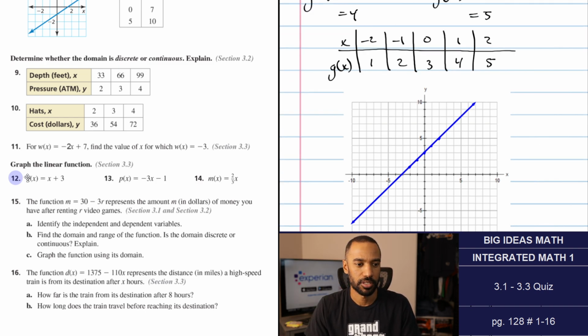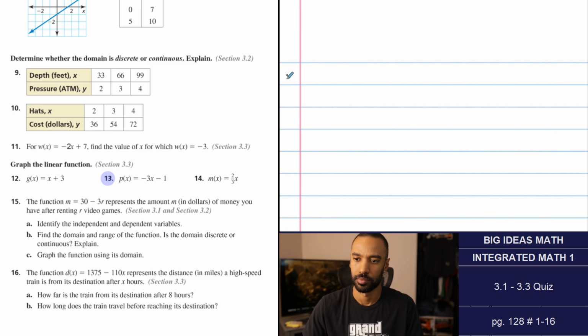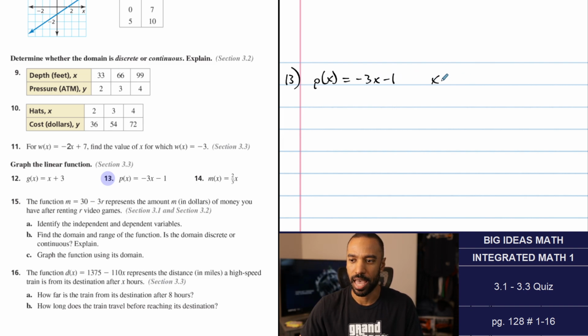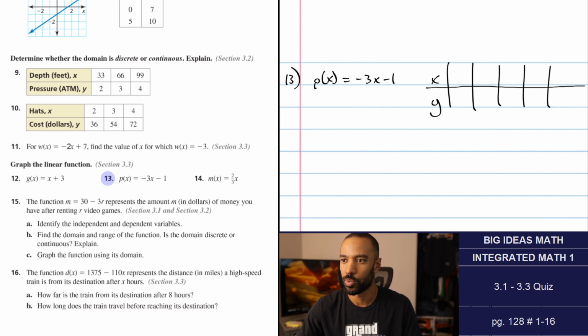Let's go to number 13. Let's do the same thing on that one. We have p of x equals -3x minus 1. Now I'm going to do the same table thing, x, y. I'm going to substitute everything from -2 to 2. Some negative, some positive, and 0 is a good way to go about this. However, this time I'm not going to write function notation leading into it. Let's try a mental version of it, shall we?